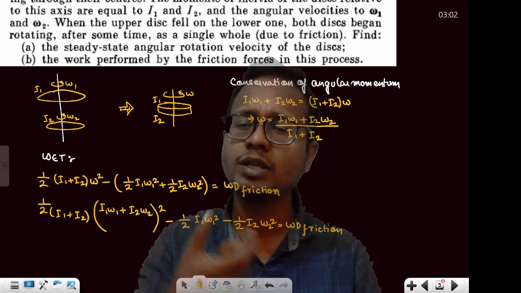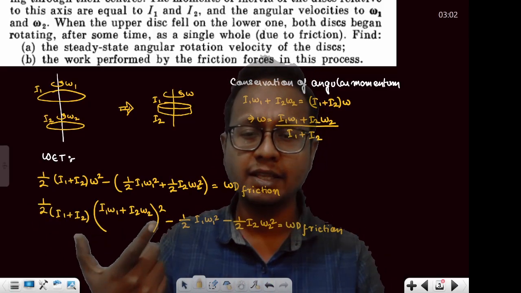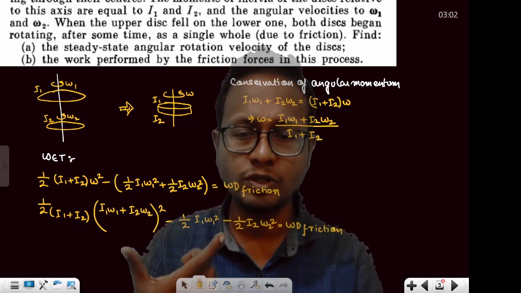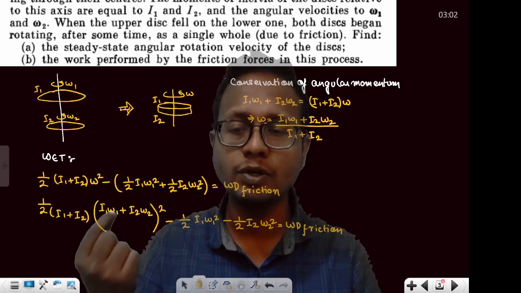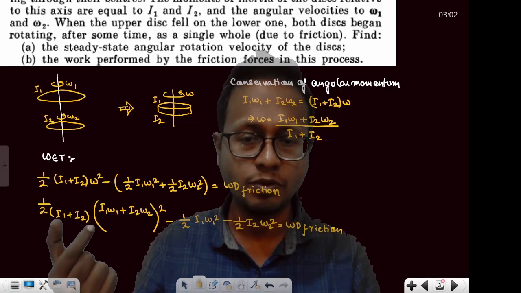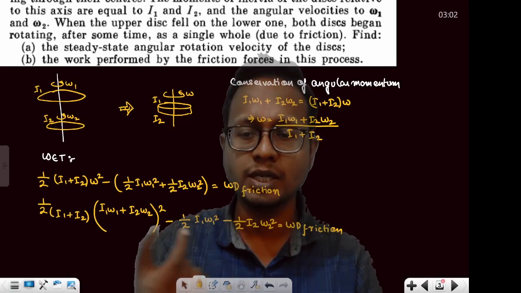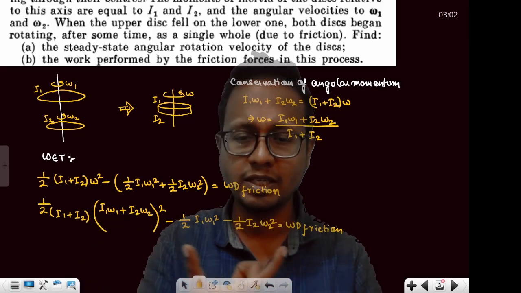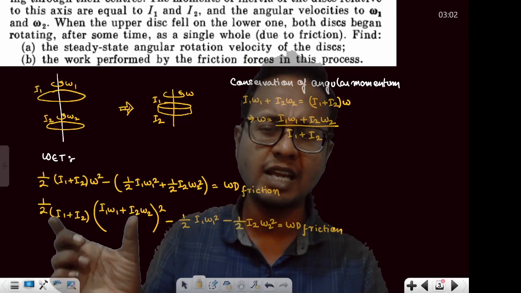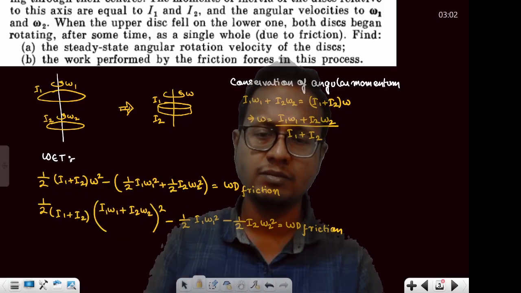If you want to simplify it more, you can take half omega common. But I don't think there is any more use of simplification, because ultimately if you take the denominator I1 plus I2 common, we'll be multiplying with these terms, and somehow addition and subtraction. So let me leave the term as it is. If values are given, directly substitute the values in this form only. There is no need to break it down further.